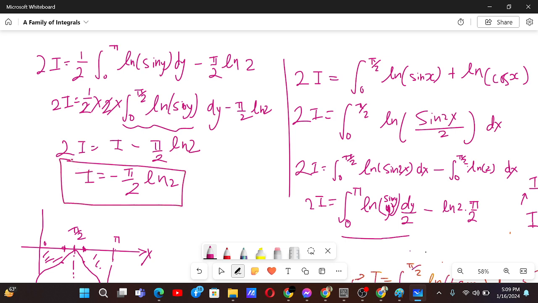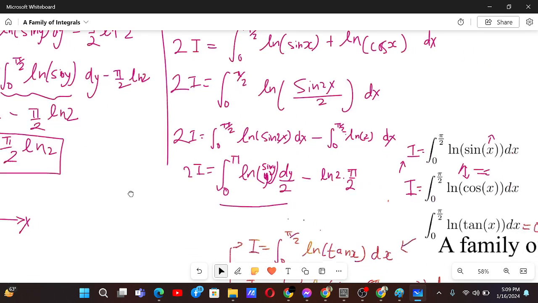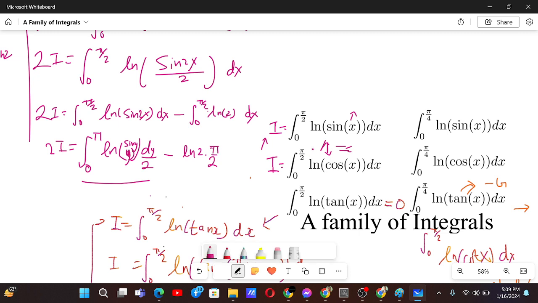This is the solution. And here also the King's rule was used, and King's rule seems to be very important in most of this sort of integrals. And also we had to see symmetry, and that solved our problem. Now this is minus pi by 2 ln 2, and this is also minus pi by 2 ln 2. Now we have these two integrals. This is 0 minus g.